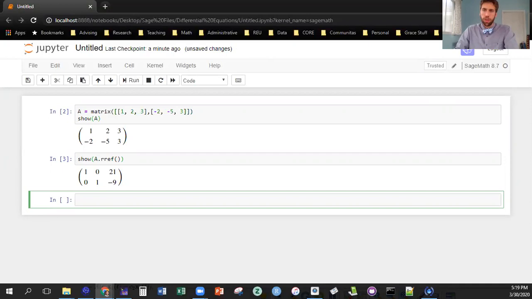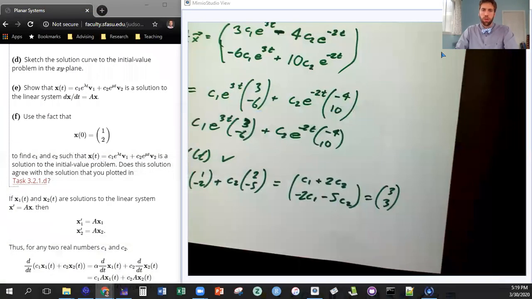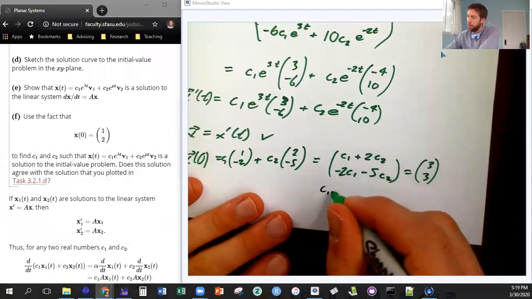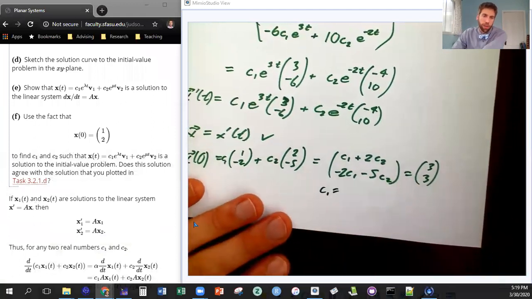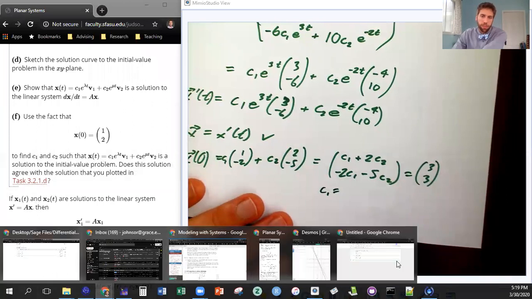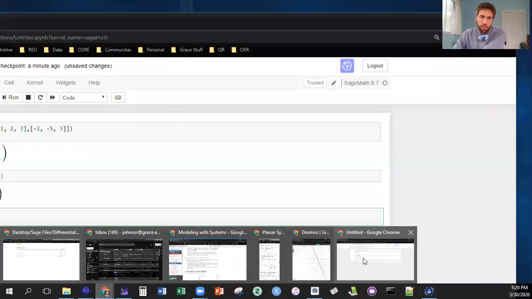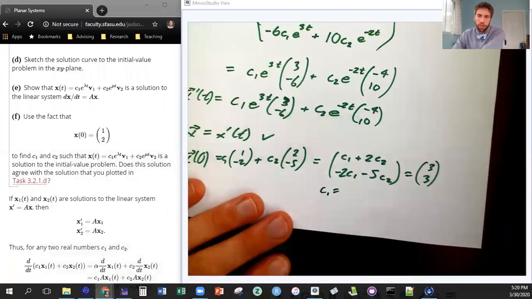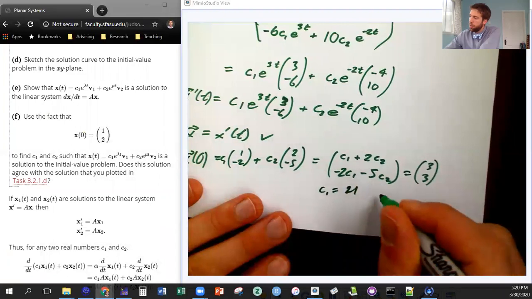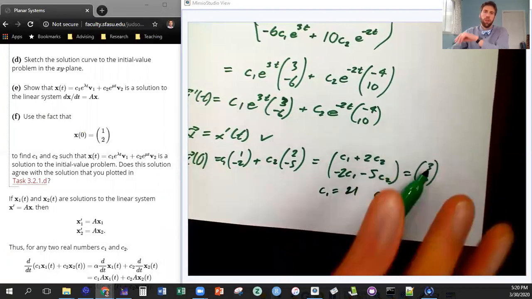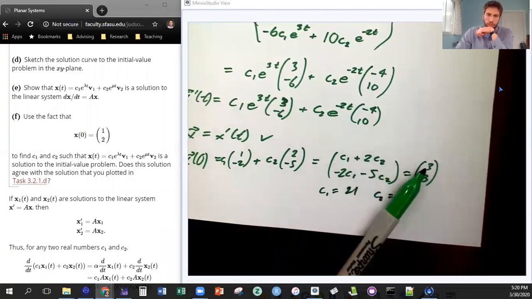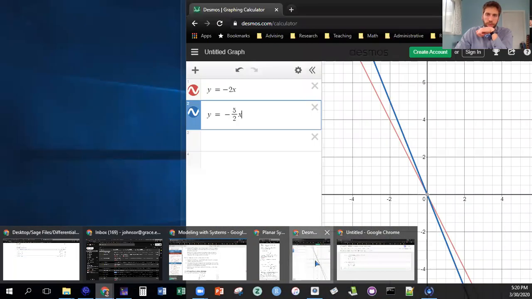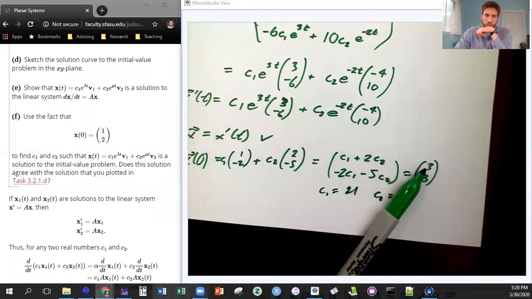So I could solve this algebraically and get C1 equals, I can't remember. 21 and negative 9. So then with our Desmos graph, we could plug that in here. So where did that go?